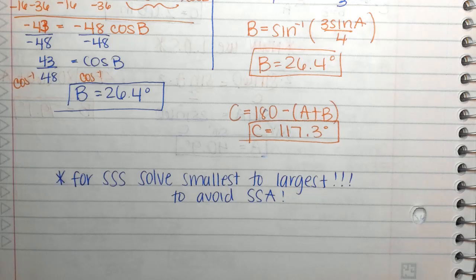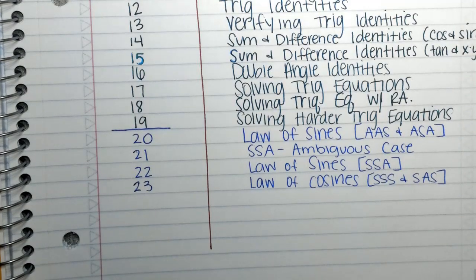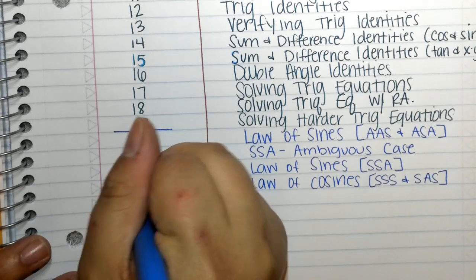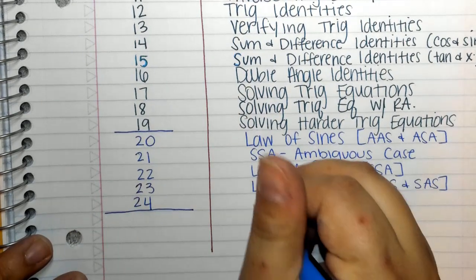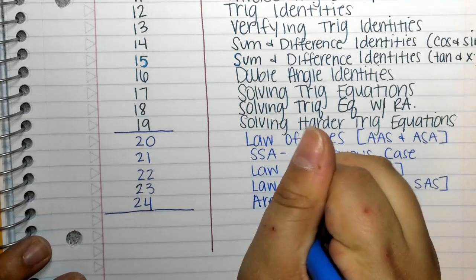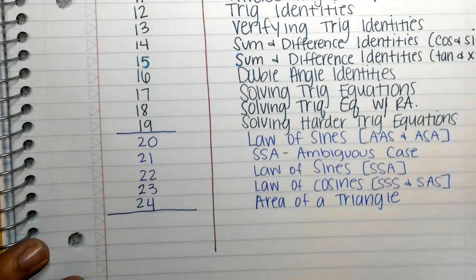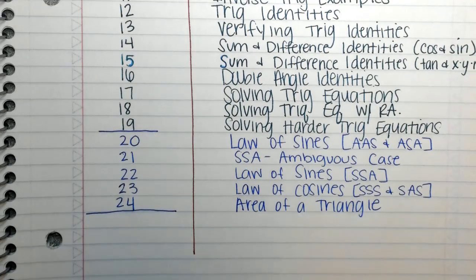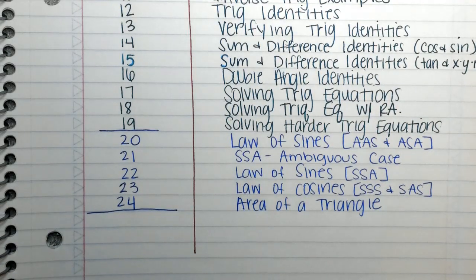All right. We are now going to add to our table of contents. Please, everybody add page 24. And this is the last page of notes for this unit. So I'm going to draw a line right here. Page 24 is area of a triangle. Your test and assessment on Monday and Tuesday are over pages 20 through 24, plus pages 1 and 2.